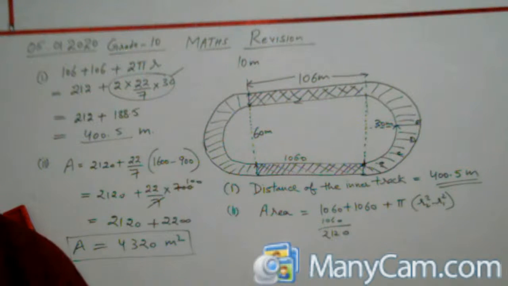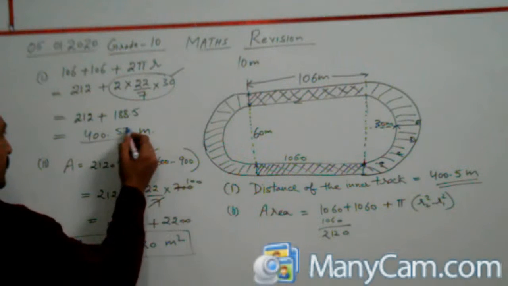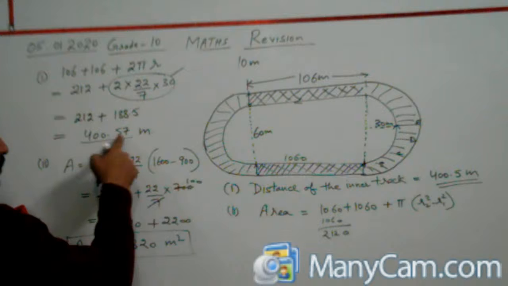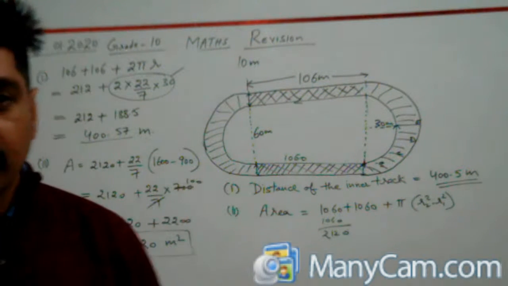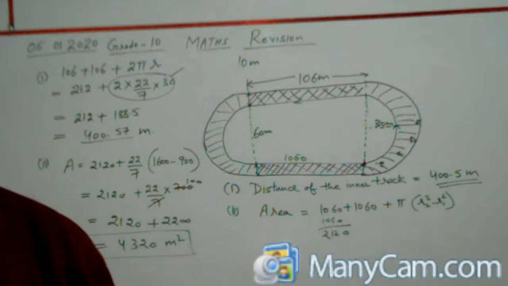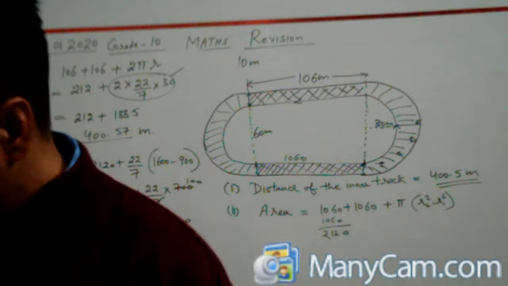Thank you Shashank, for the exact calculation she is saying 400.57 meters. So thank you Shashank, and 4320 meter square is the answer. Very good. Let's take a few more questions.